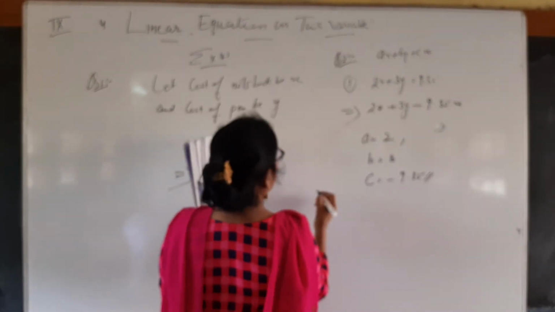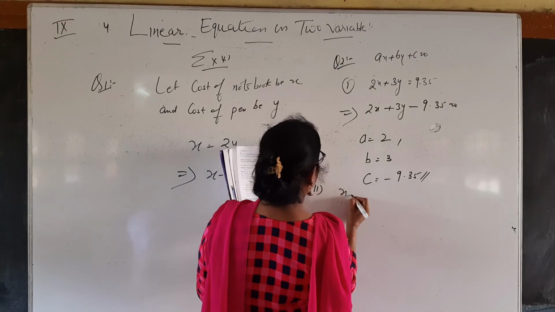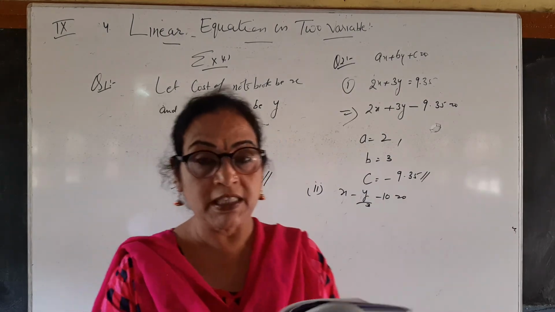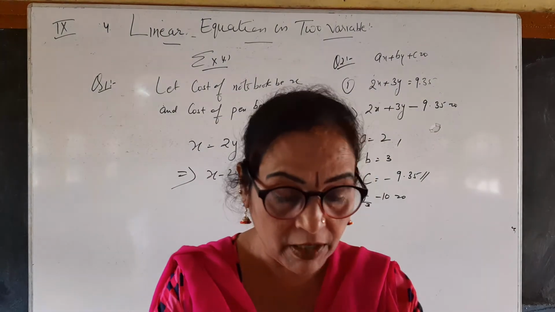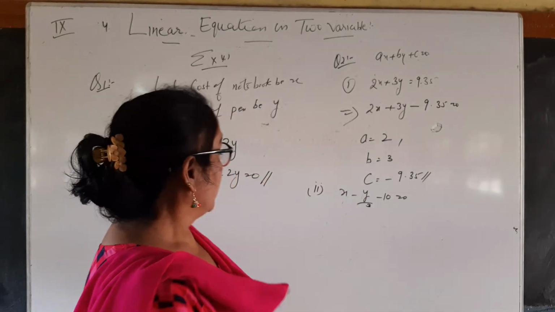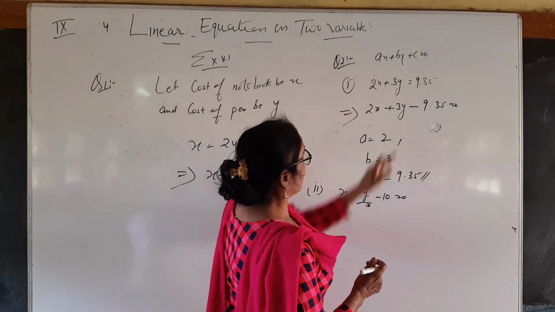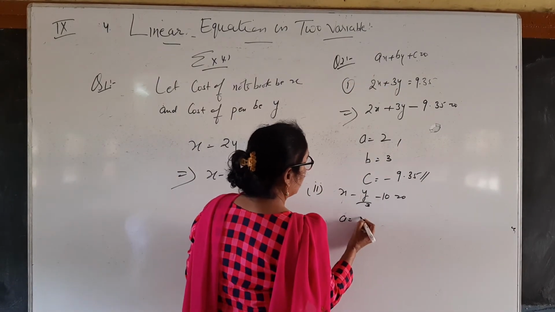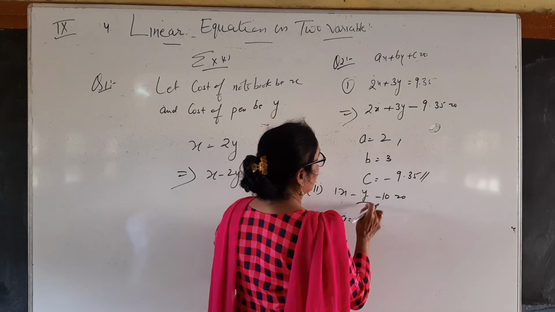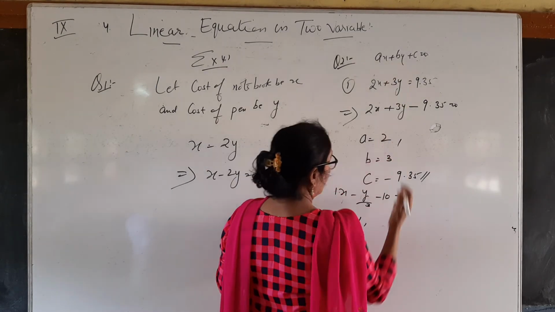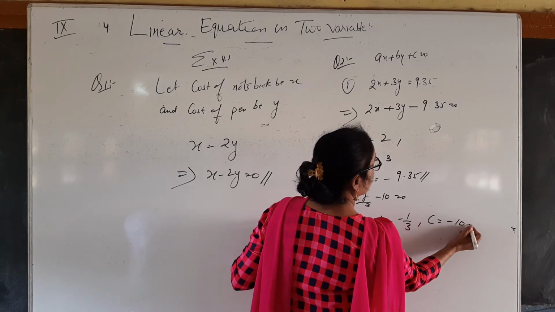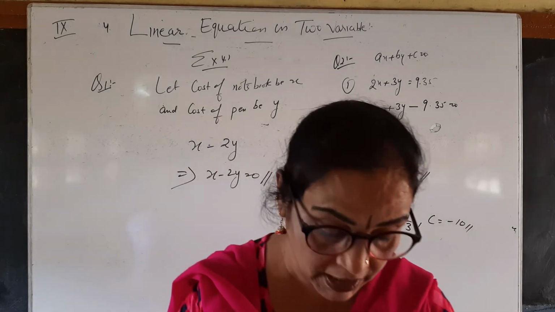Next is the second part. It is x minus y upon 3 minus 10 equal to 0. Now compare this equation with ax plus by plus c equal to 0. So a will be 1, since the coefficient of x is 1. The coefficient of y is minus 1 by 3, so b will be minus 1 by 3, and the constant term c will be minus 10. So here we'll do another.